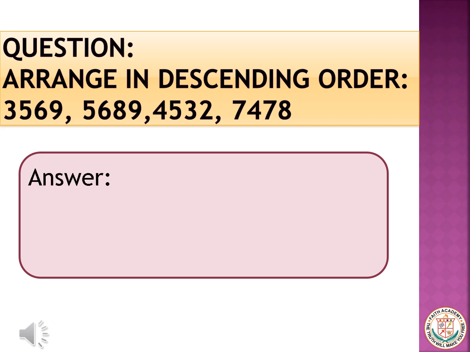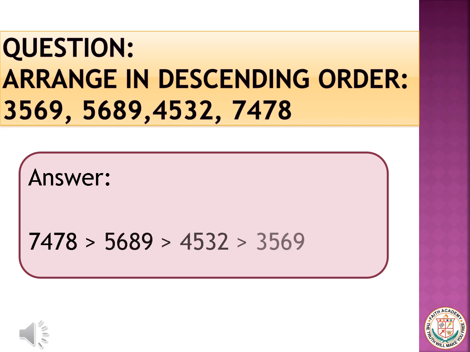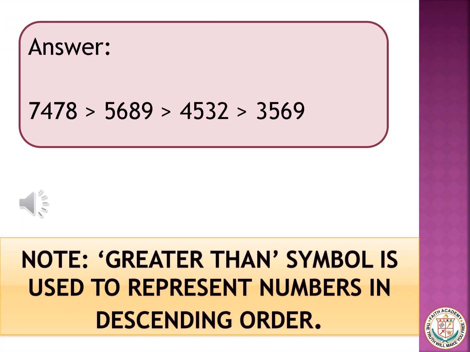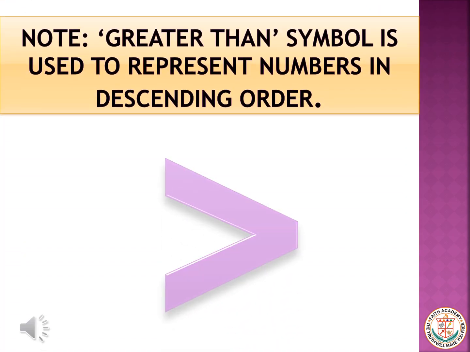Hope you are done. So the answer is 7478 is greater than 5689, which is greater than 4532, which is greater than 3569. I hope all of you got your answers correct. Children, again we will remember that whenever we are arranging in descending order, we have to put the greater than sign between the numbers to show the gradual decrease in the value of the numbers.